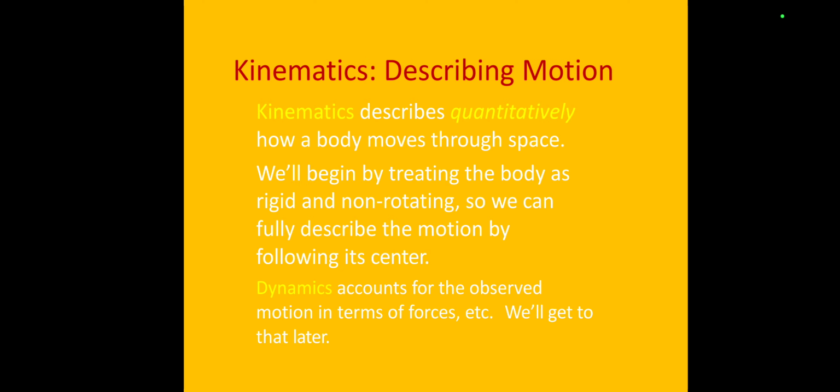So today we have to start with kinematics. As we all know, kinematics is nothing but the geometrical description of motion, and kinematics describes quantitatively how a body moves through space. We will begin by treating the body as rigid and non-rotating, so we can fully describe the motion by following its center. Another word related with this is dynamics. Dynamics is nothing but the cause of motion, and here dynamics accounts for the observed motion in terms of forces, etc. We will get to that later.